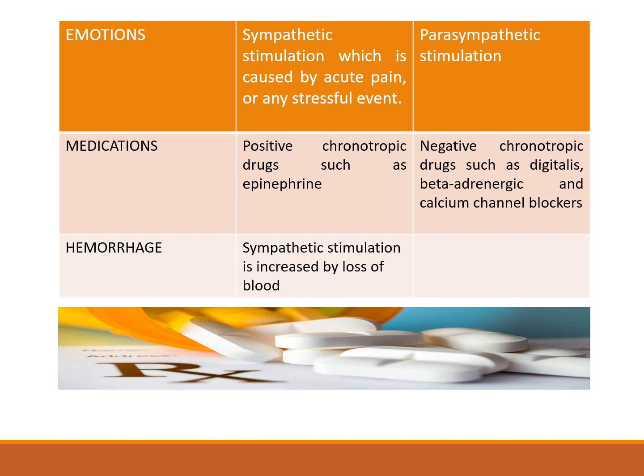Fever and heat can increase your pulse rate, while hypothermia can decrease your pulse rate. Emotions as well can influence pulse rate. Sympathetic stimulation, which is caused by acute pain or any stressful event, can increase your pulse rate, while parasympathetic stimulation decreases your heart rate. Medications as well. The positive chronotropic drugs, such as epinephrine, can cause an increase in pulse rate, while the negative chronotropic drugs, such as digitalis, beta-adrenergics, and calcium channel blockers, can decrease your pulse rate. Hemorrhage, also caused by the sympathetic stimulation, is increased by the loss of blood, and it increases your pulse rate.